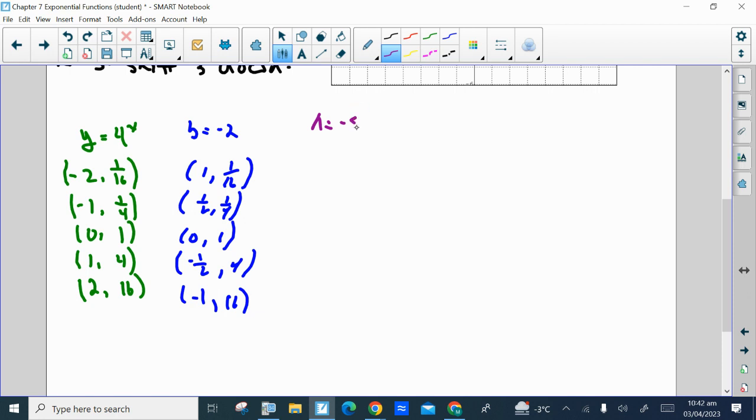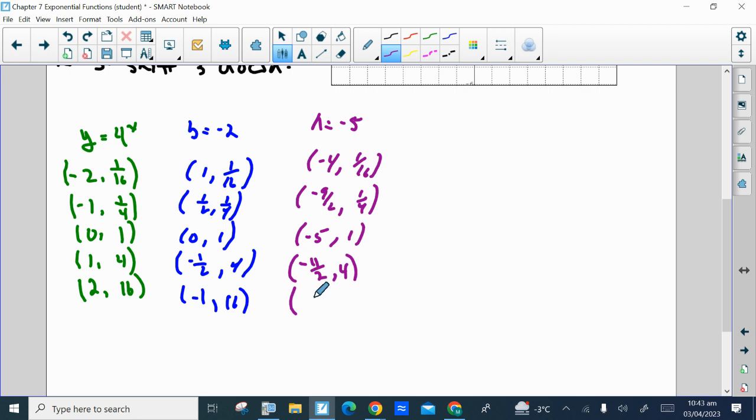Next, we have an h value of negative 5, which is going to shift the graph 5 to the left, or we'll subtract 5 from all the x values. So for that next point, 1/2 take away 5 would be 1/2 take away 10/2. Negative 1/2 take away 10/2 is negative 11/2. And negative 1 take away 5 is negative 6.